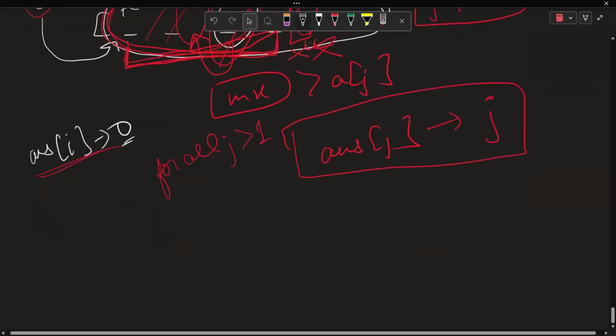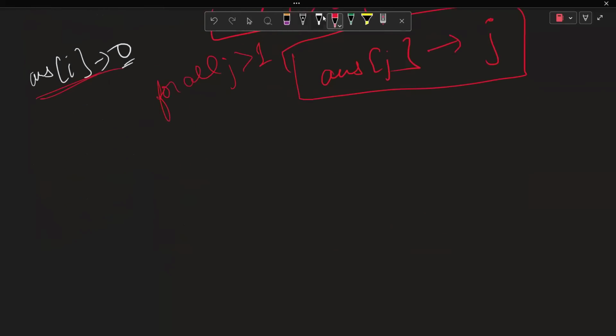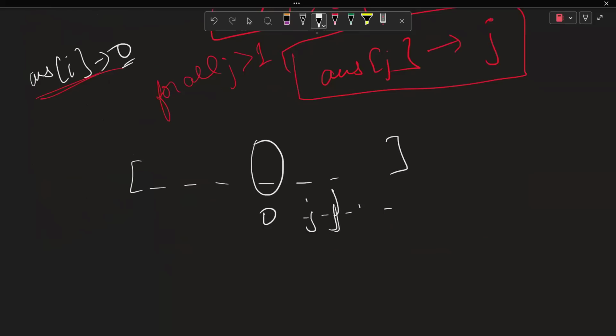Okay. So for any array, we found our winning candidate at 0 removals. We gave it 0 as our answer. For the ones ahead, we gave them J as our answer, whatever J that was. Now we need to find the answer for this portion.